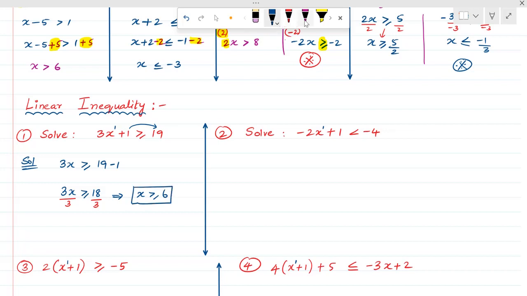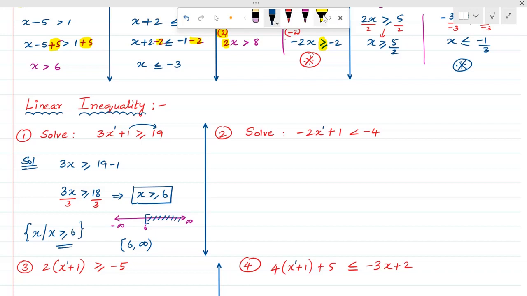Now if the question is asking for the set builder notation or graph, you can draw the graph. So this is the graph for this one, plus infinity, minus infinity. Here it is 6 and it will be closed, to the right. This is the interval notation solution, and this is the set builder notation: x such that x is more than or equal to 6. So this is what we have.